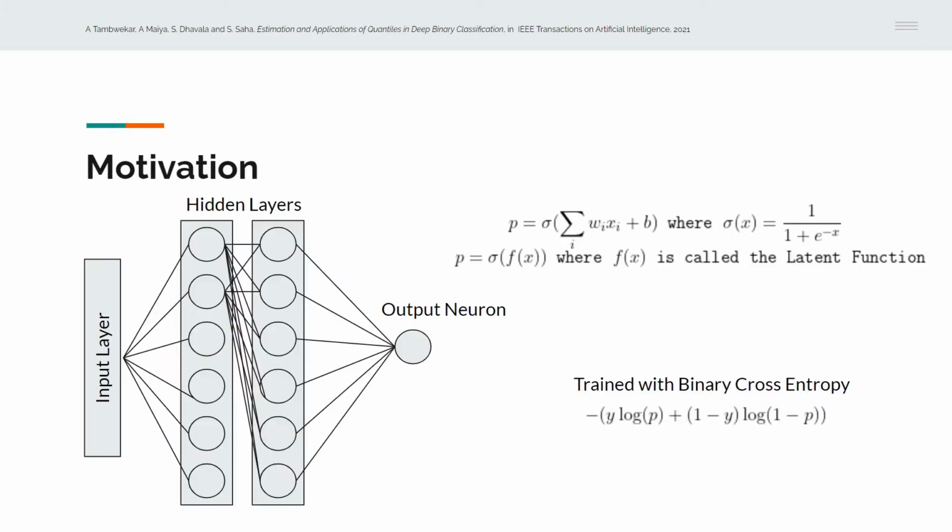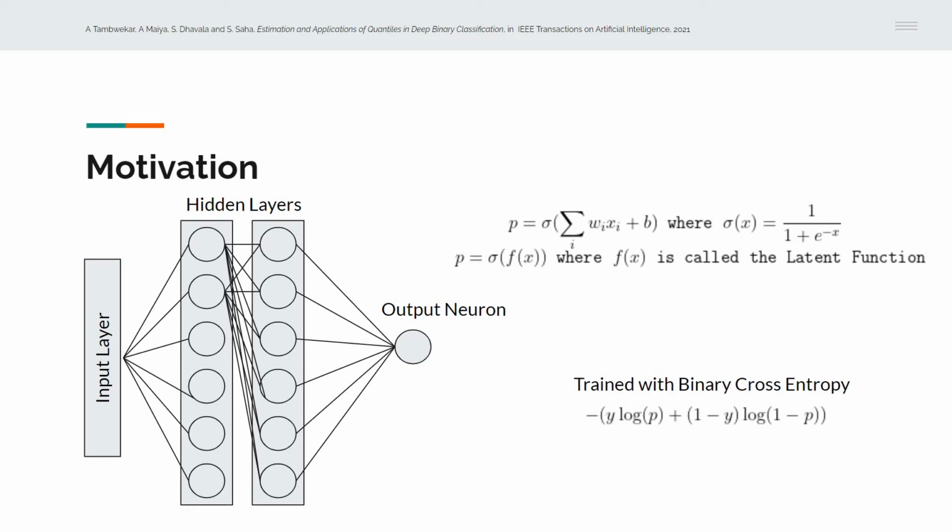So to start, let's look at the motivation behind this. On the left-hand side here, I have a deep neural network designed for binary classification. Please ignore the fact that the hidden layers are not fully connected, just assume that they are. But you've got an input layer, the hidden layers, and finally an output neuron. This output neuron's output is given by this equation here: P is equal to sigmoid of summation w_i x_i plus b. And this sigmoid of x is nothing but the sigmoid activation function.